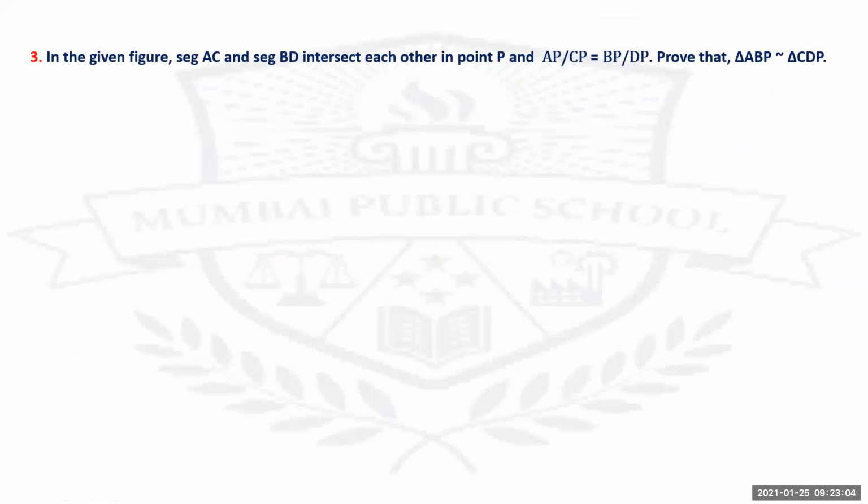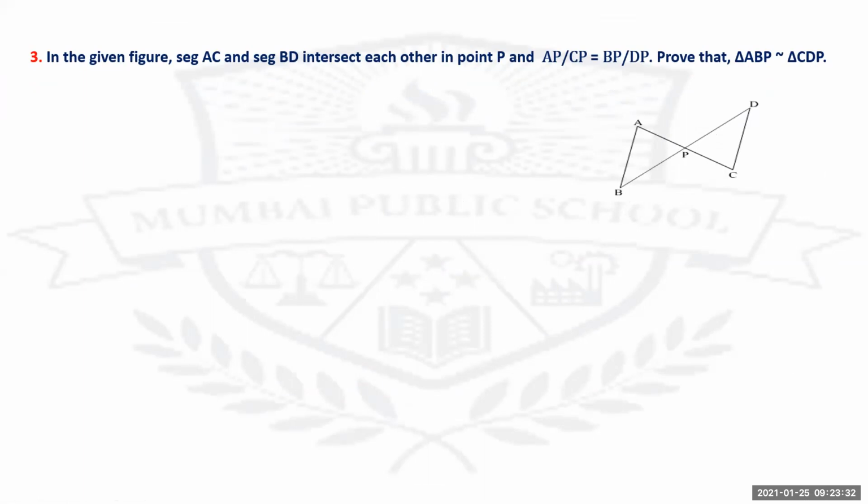Check here again. In the given figure, segment AC and segment BD intersect each other in point P, and AP upon CP equals BP upon DP. Prove that triangle ABP is similar to triangle CDP. This is the figure for this.